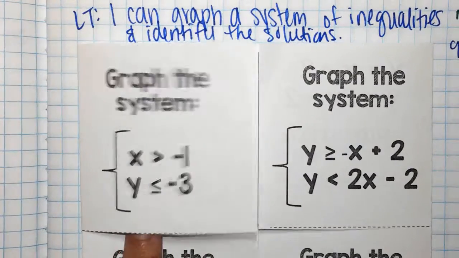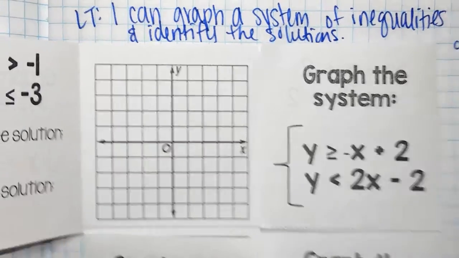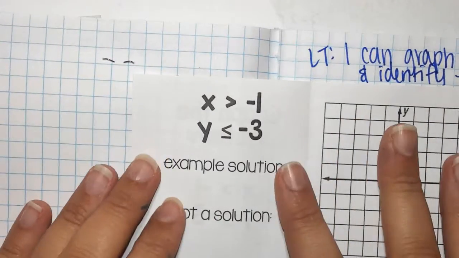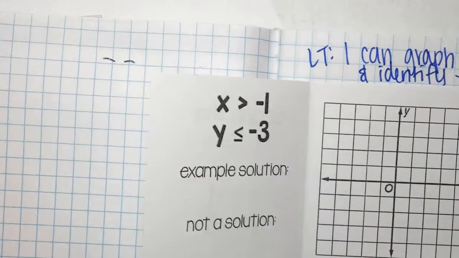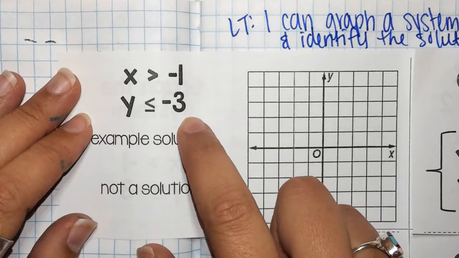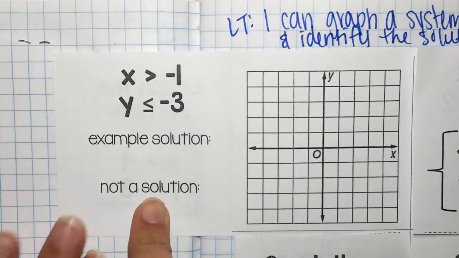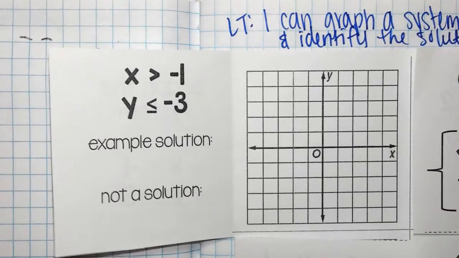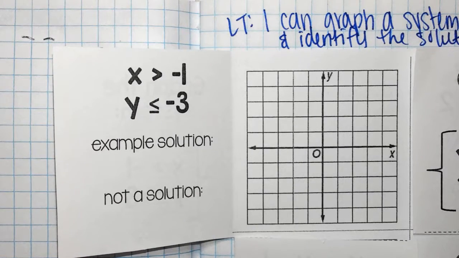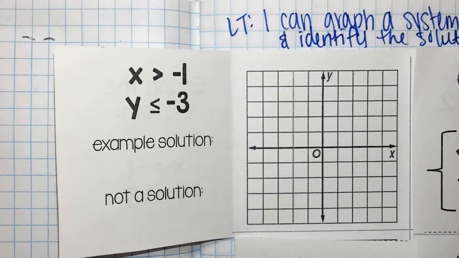Alright, so let's open our first Flappy. So what we're going to do is we're going to graph these two. We're going to give an example solution that satisfies both of these, and then we're going to give something that's not a solution, and I'm going to show you how to do that. So we're going to need 2 colors. You can start by graphing it in pencil and then use your colors after. That's perfectly fine, but you're going to need 2 colors.